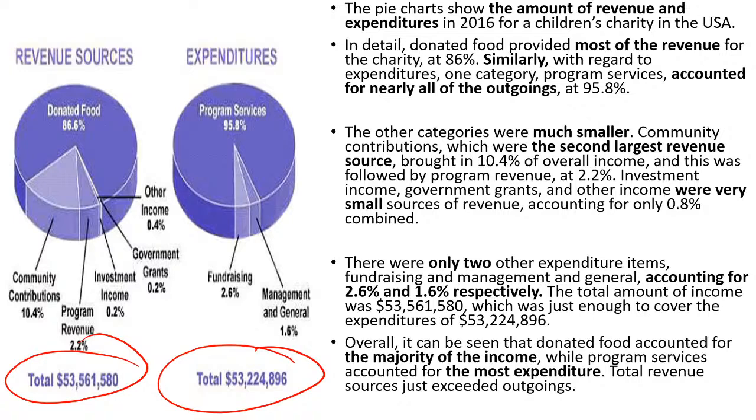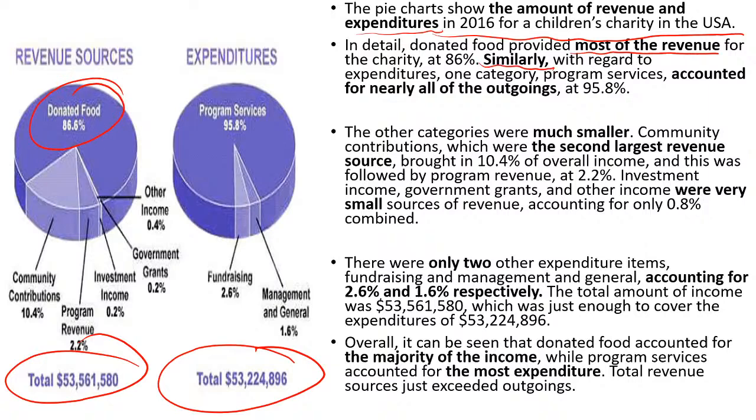So let's see, first: the pie charts show the amount of revenue and expenditure. The amount of revenue and expenditure means the amount that is spent and the amount they got from other sources in 2016 for a children's charity in the USA. In detail, donated food provided most of the revenue. We say most of the revenue because that is the maximum, at 86%.